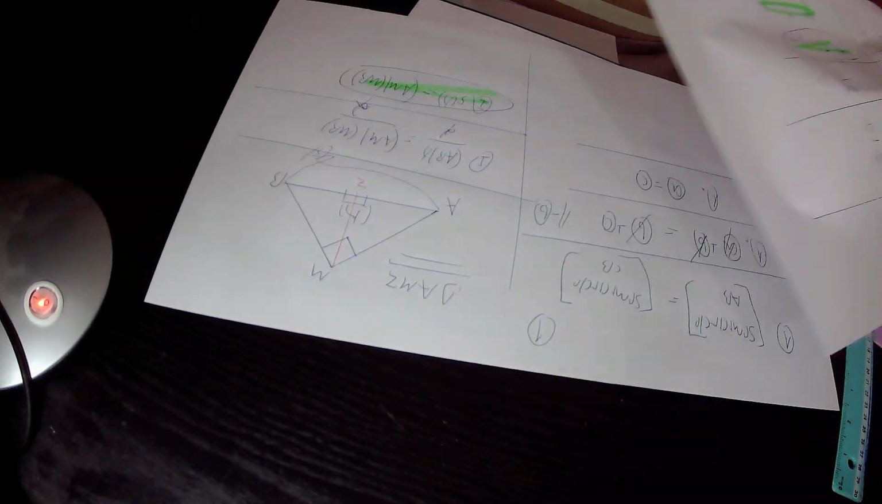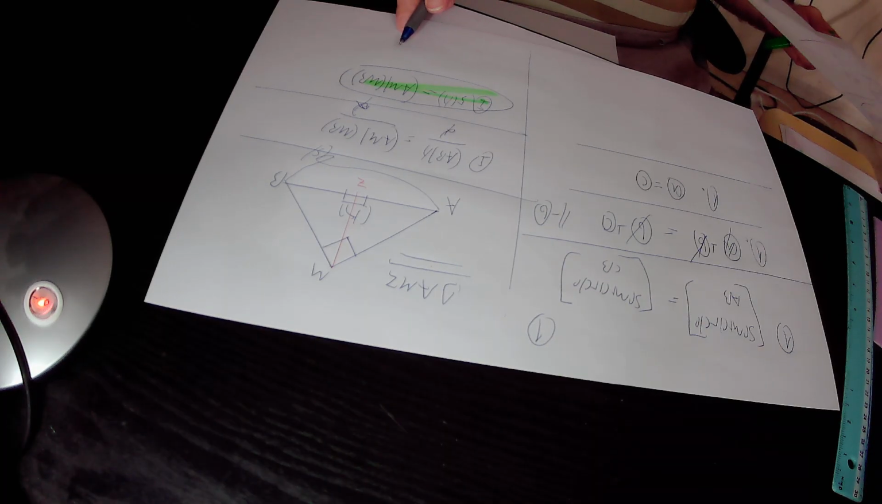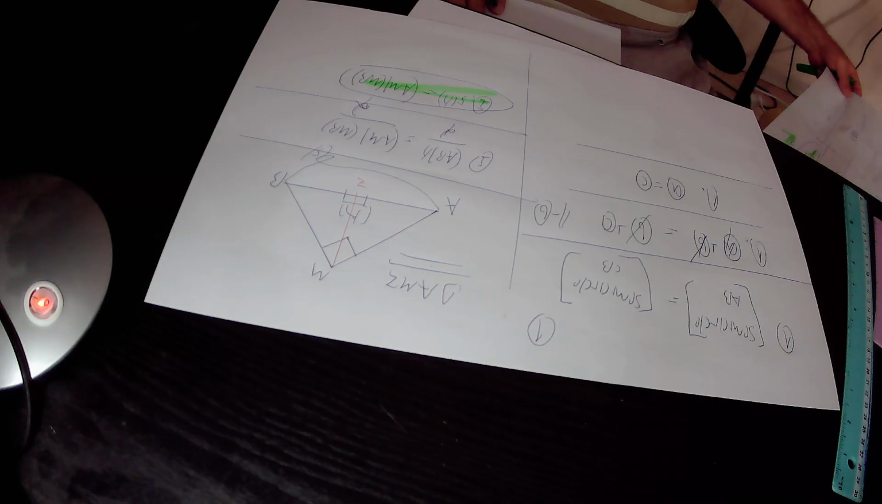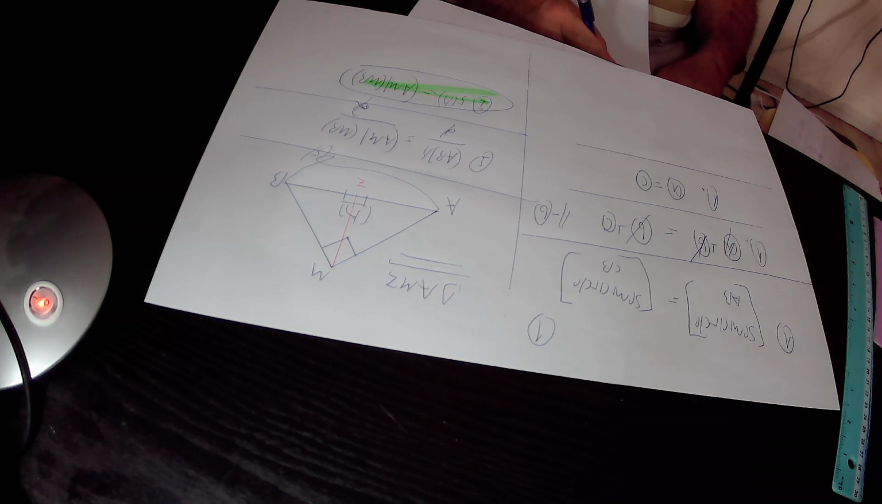According to equation 1, we actually found out that 5h equals AM times MB. Five h is equal to AM times MB.